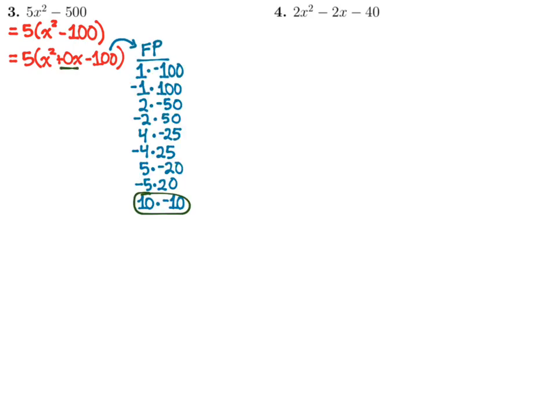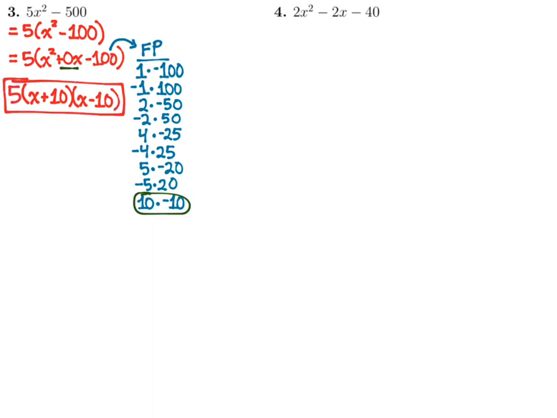It's worth doing more, trust me. So I'll wait a few seconds. You pause the video, try number 3, and come back when you're done. I'll be here still. All right, so factor out the 5. Then maybe rewrite it with the 0x in the middle, that little trick there. Do factor pairs: 10 and negative 10. From there, you've got your answer: x plus 10, x minus 10. Don't forget the 5.